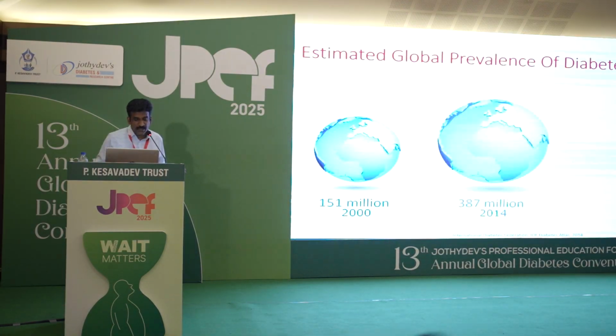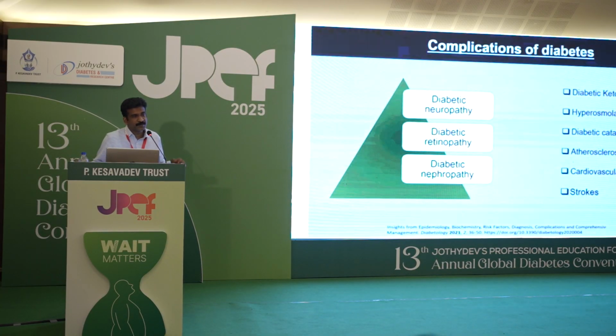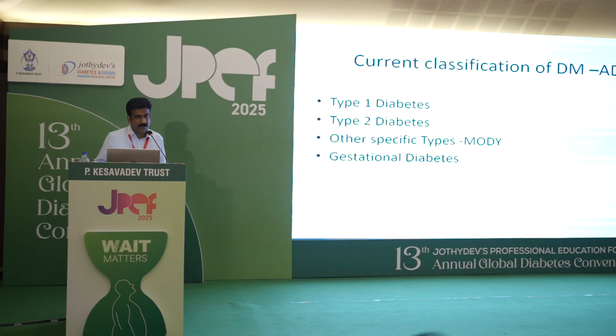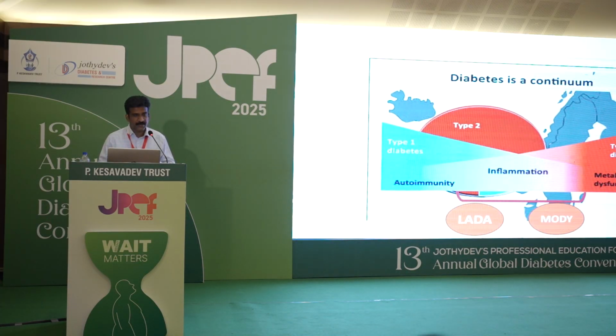Now all of us know diabetes is growing in epidemic proportions, and we have to treat so many diabetic complications. So all of us should be well equipped with the awareness of diabetes and its complications and various aspects. Now, if you look at the current classification of diabetes, there are four main types: type 1 diabetes, type 2 diabetes, other specific diabetes, and then gestational diabetes. But diabetes, if you look, is a continuum.